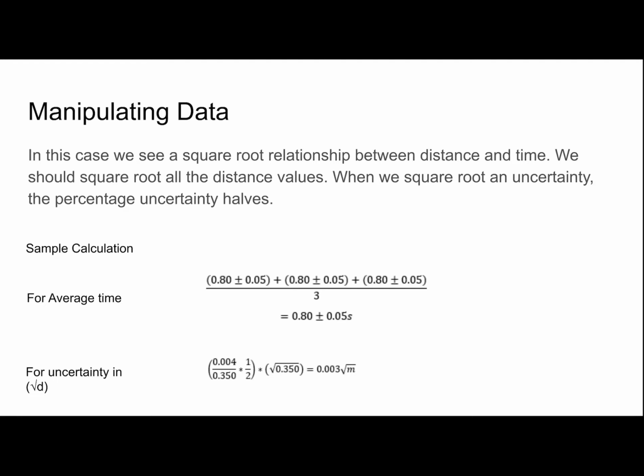At this stage, when we square root it, we know the percentage uncertainty halves, which means that our ratio also halves. But to convert it back to an absolute uncertainty, we need to divide by 100. So the multiply by 100 and the divide by 100 cancel each other out. We can just ignore the times by 100 and the divide by 100. We'll have the ratio, and the ratio is half because we're square rooting it. And we need to multiply by square root of 0.350. In this case, the uncertainty is 0.003, and the unit is square root of meters.